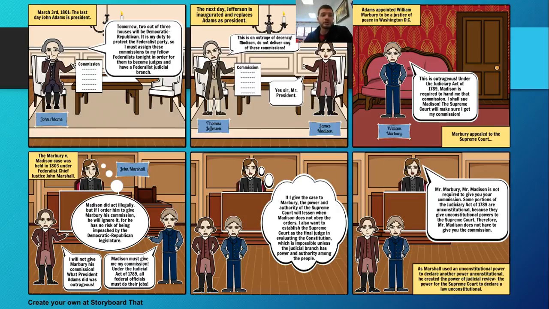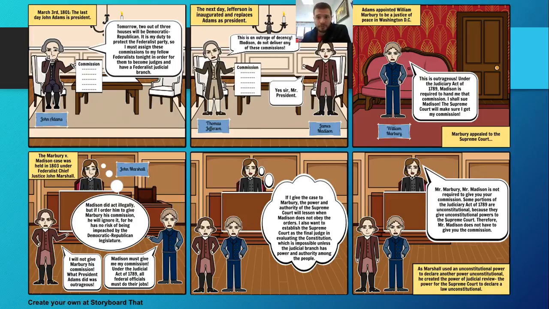So, March 3rd, 1801, is the last day that John Adams is president. He spends his last day in office signing commissions, giving jobs to people in his party. Next day, Jefferson is inaugurated. John Adams has already signed all this. Thomas Jefferson is of a different party, so he does not want to deliver any of these commissions. That means these people basically won't get the jobs, and he wants to give those jobs to people of his own party.